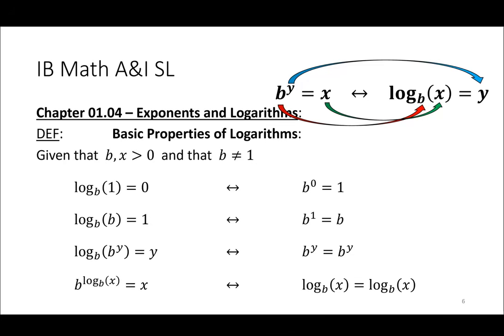Again, of all of these things, the big thing to remember is that any log of 1 is 0. Log base b cancels exponent base b. That's what the third thing is saying there. Or exponent base b cancels log base b. That's what that fourth statement is saying. Those are the big takeaways from this.